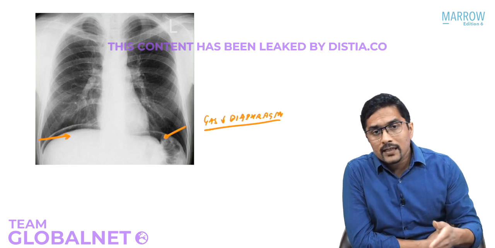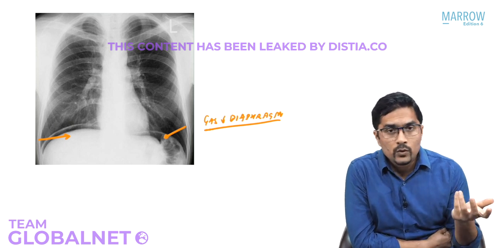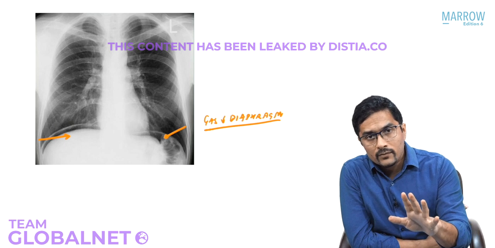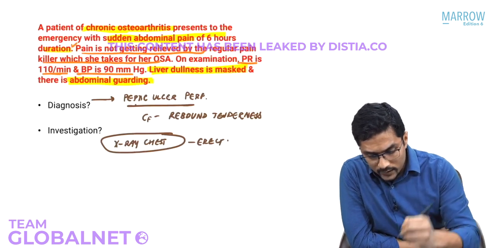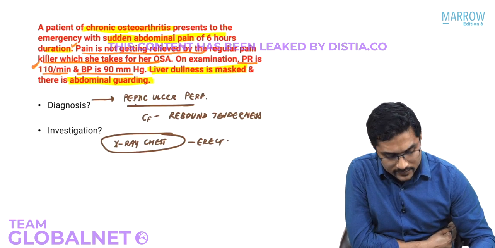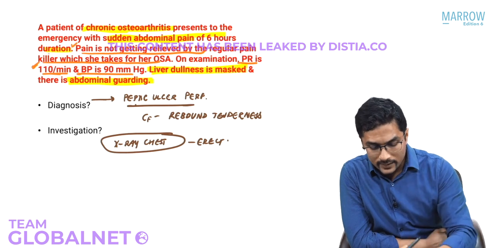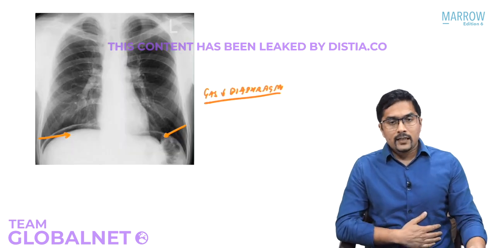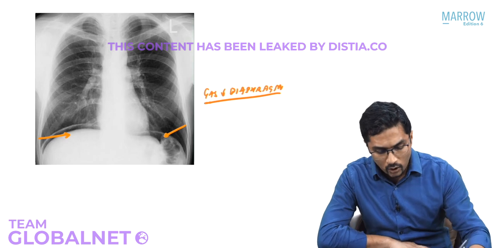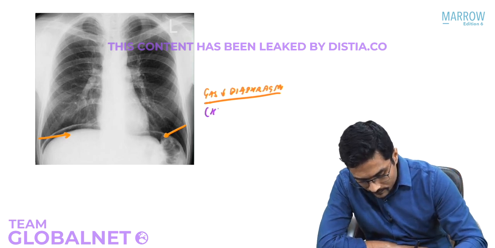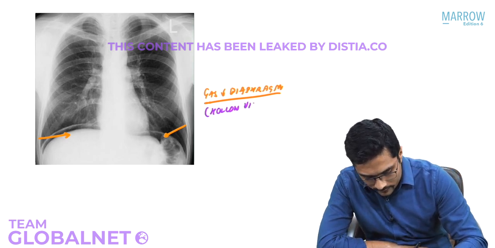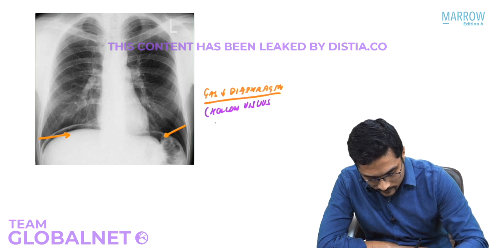But if the vitals are unstable, like in this case, you won't do a CT. You will just do an X-ray, right? I have told you this multiple times. Vitals are unstable. No CT, just an X-ray is enough. When you get gas under diaphragm, you know it's a hollow viscus perforation. Any hollow viscus perforation is going to give you gas under diaphragm.